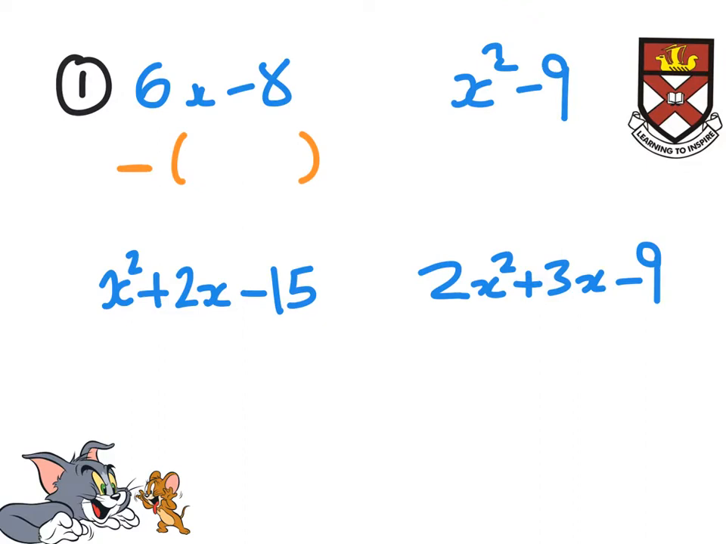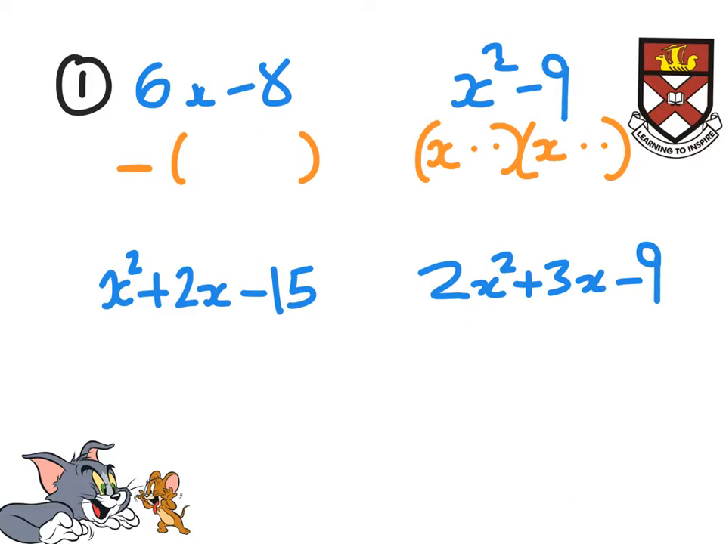The second one, we've got x squared and we've got 9. Now you know that 9 is a square number, so therefore when you come to factorise this one, we're going to have a difference of two squares. So x times x at the front, you know what goes at the end, you know what the sign should be.